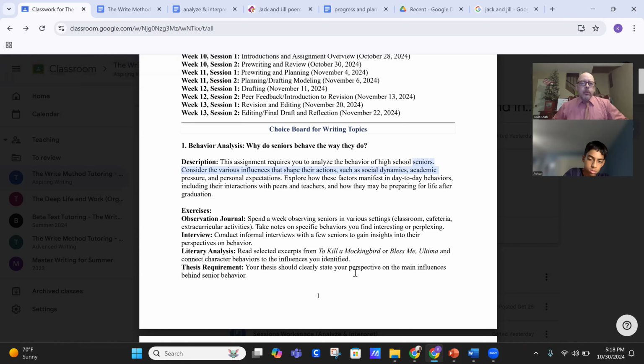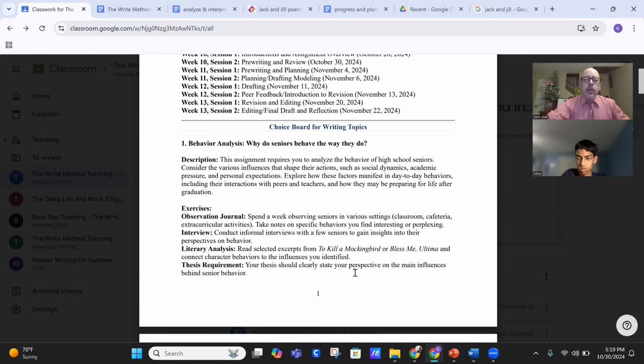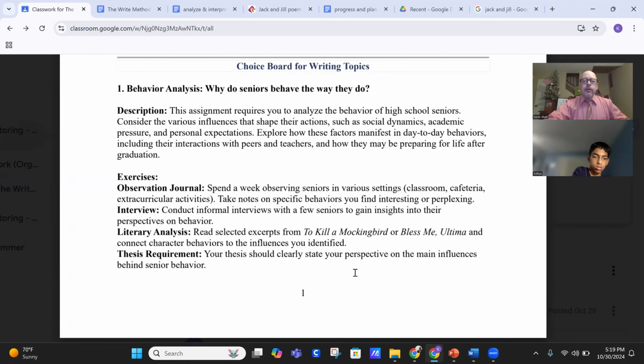Choice board. So number one is behavior analysis. Why do seniors behave the way they do? This assignment requires you to analyze the behavior of high school seniors. Consider the various influences that shape their actions, such as social dynamics, academic pressure, and personal expectations. Explore how these factors manifest in day-to-day behaviors, including their interactions with peers and teachers, and how they may be preparing for life after graduation. Okay. Now, what you're going to find here, and we're not going to go through all of these, but we're going to go through the first one here.